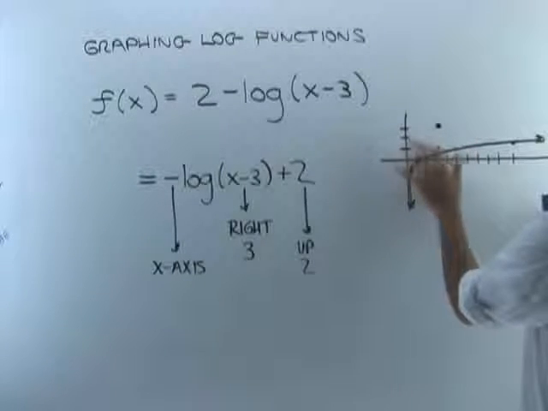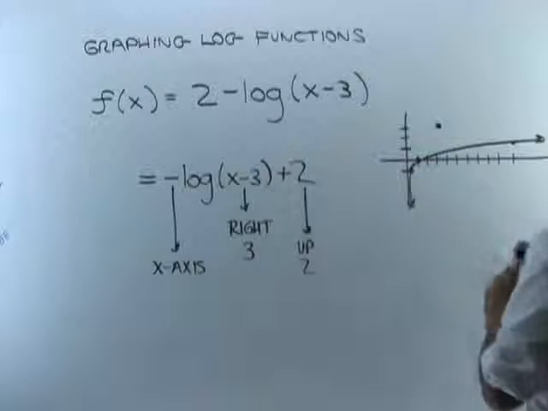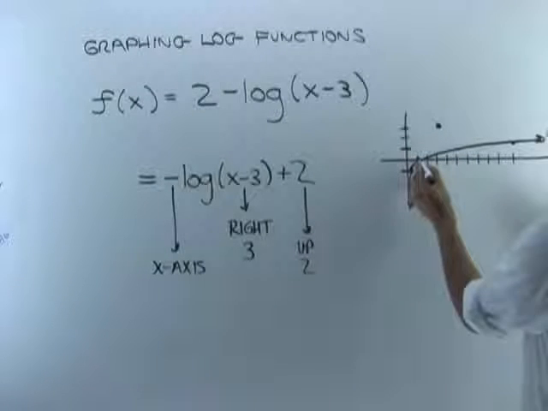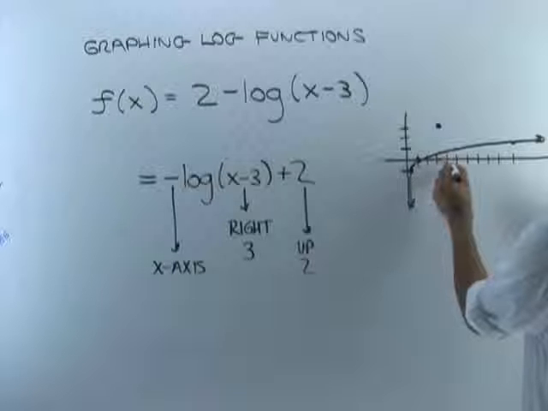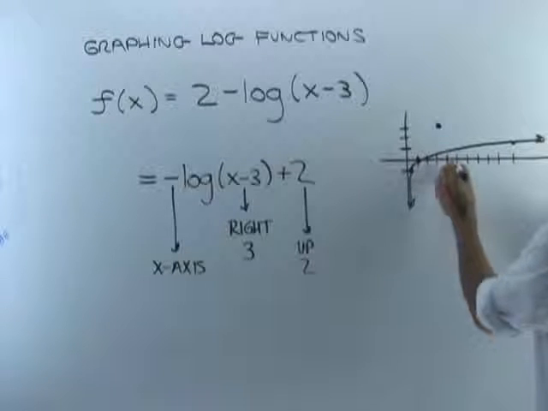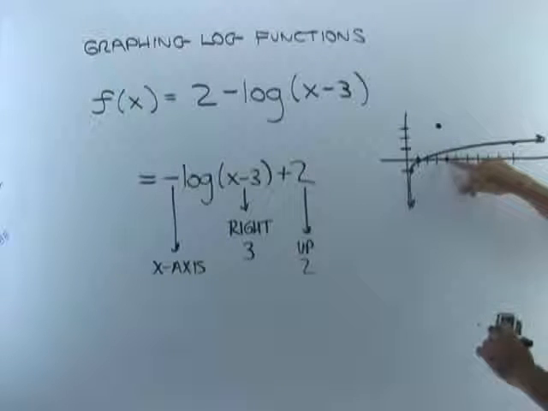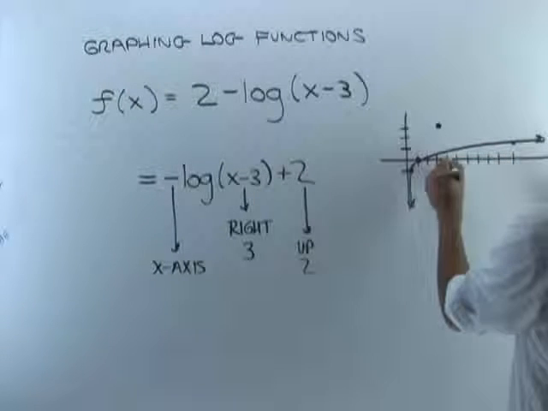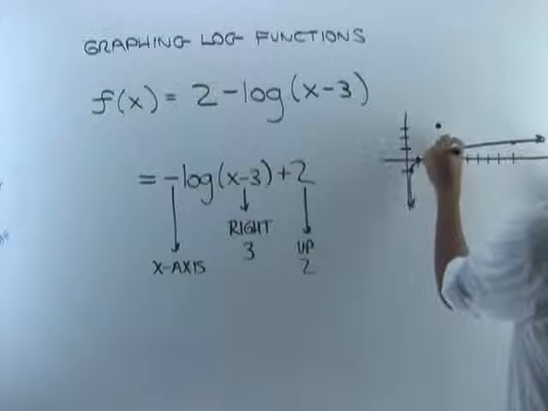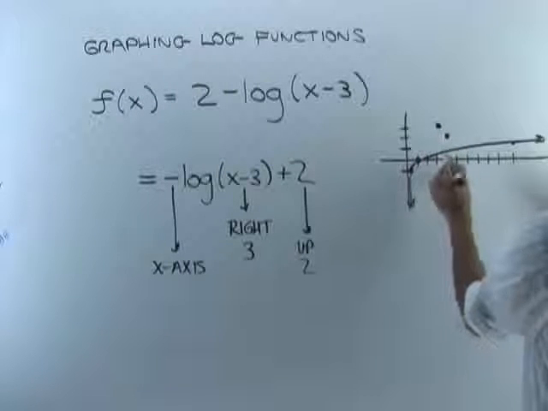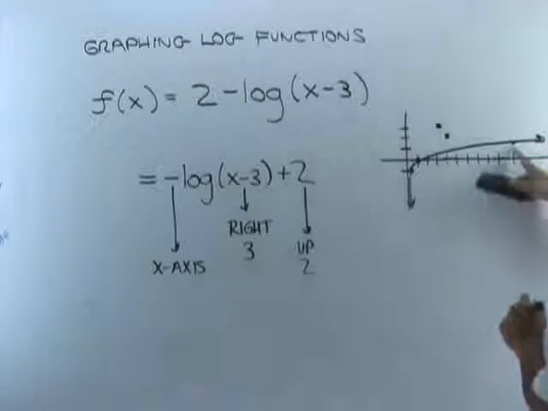So I'll erase some of this stuff here so we don't get lost. Now I'm going to take this point to the right 3. 1, 2, 3. Right? It's right there. Now reflecting it over the x-axis doesn't change anything because it's on the x-axis. And then I'm going to move it up 2. 1, 2. So it goes here. Okay, so that's that point. I can kind of just get rid of it here. And then take my last point here.